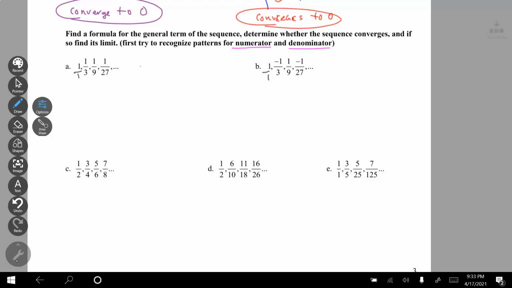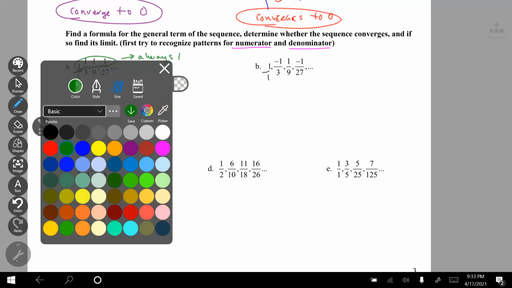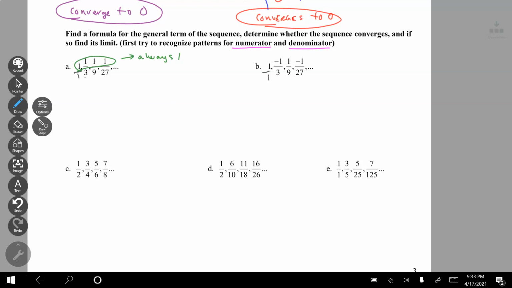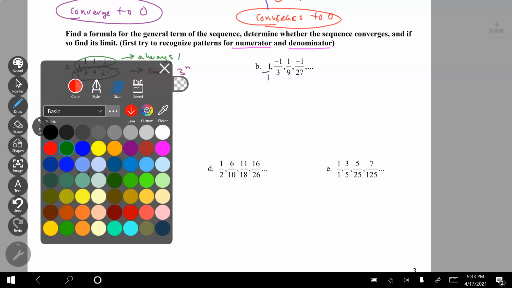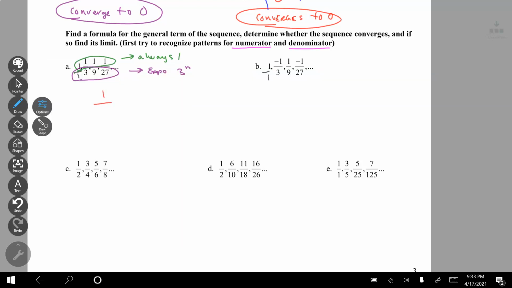And when I look at this, the numerator is always equal to 1. My denominator, look at this denominator, it goes 1, 3, 9, 27. Looks like an exponential, 3 to the n. So I think my formula for this is going to be 1 over 3 to the n.